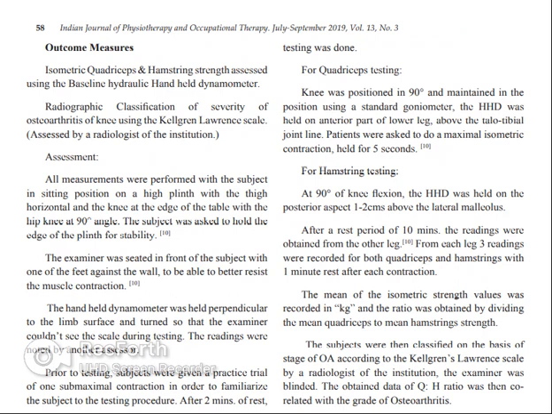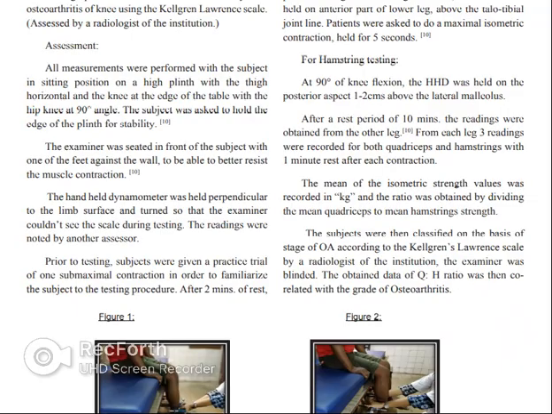Measuring isometric quadriceps and hamstring strength assessed using the baseline hydraulic handheld dynamometer. Radiographic classification of severity of osteoarthritis of knee using Kellgren-Lawrence scale.